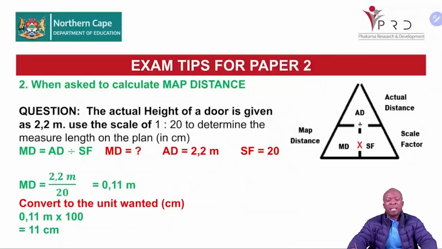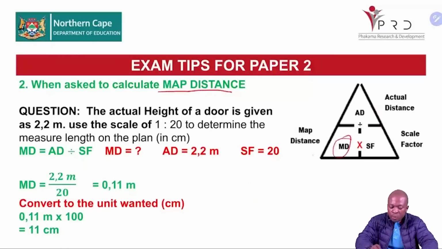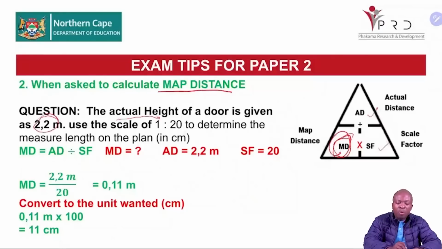Okay, let's look at the second point. When the examiner wants you to calculate the map distance, if they want the map distance, it means they must give you the actual distance and scale factor so that you can divide those values. Do you see how the question comes? The actual height of a door is given as 2.2 meters. Use the scale of 1:20 to determine the measured length on the plan in centimeters.